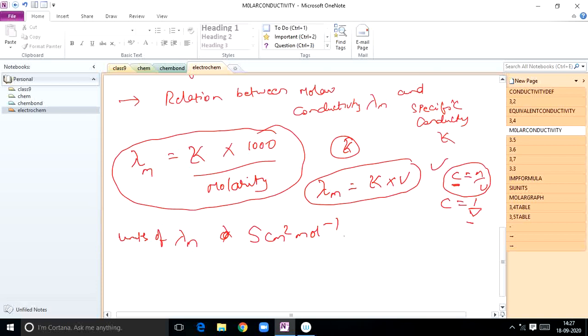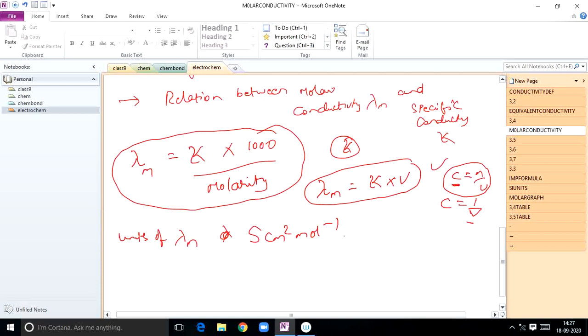In that one, you will get the units. Siemens centimeter. What are the units of K? Siemens centimeter inverse. What are the units there? Molarity, mole per liter. So all these units of lambda m: Siemens centimeter square, mole inverse.